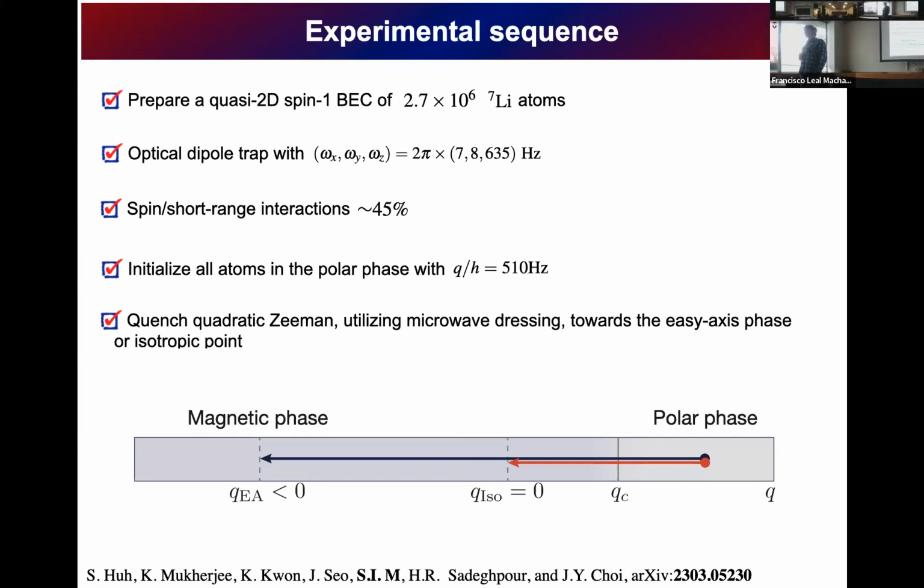Just to be sure, you say spin versus short range interactions, but the spin interactions are not long range. They are short range, like local s-wave scattering, and then spin-flipping s-wave. Exactly, right. That's what is called spin. Yes, I will show you also.